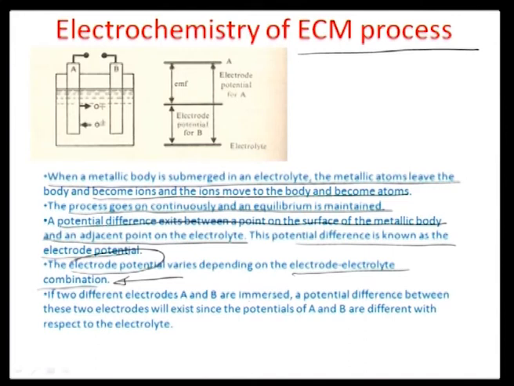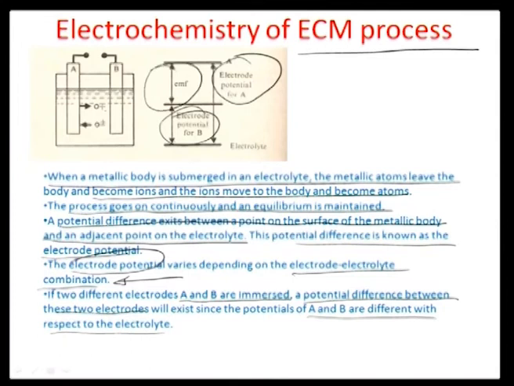If two different electrodes A and B are immersed together in the same electrolyte, and a potential difference is given externally between these electrodes, first of all a potential difference will automatically exist, and then you can also externally give a potential difference. There would be some transport of ions from the solution into the electrodes or vice versa, and the total difference of potential which arises is the potential of electrode A minus the potential of electrode B. That would be the net EMF available, which creates a condition where ions start moving.